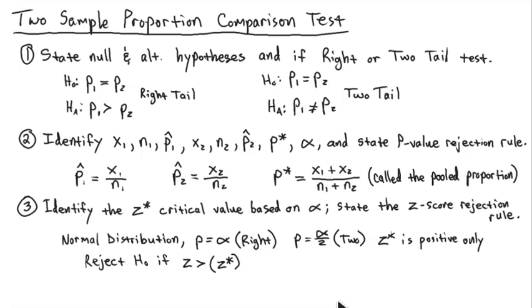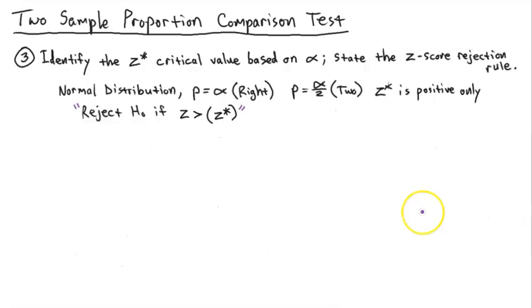Okay, and then we're going to make our statement. We're going to state our Z-score rejection rule, which is going to be: reject H sub 0 if Z, our calculated test statistic, is greater than our critical value Z star. And maybe I'll put this in quotes so that we see that we're actually writing this out in our hypothesis test. All right, so let's move down and make a little bit more room for step 4.